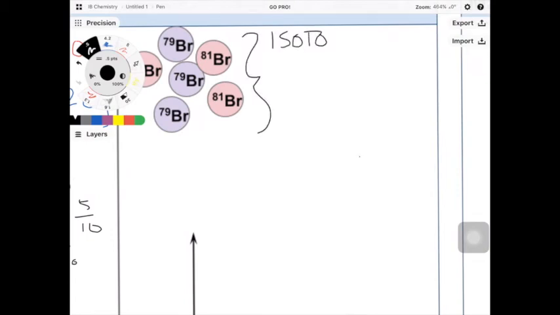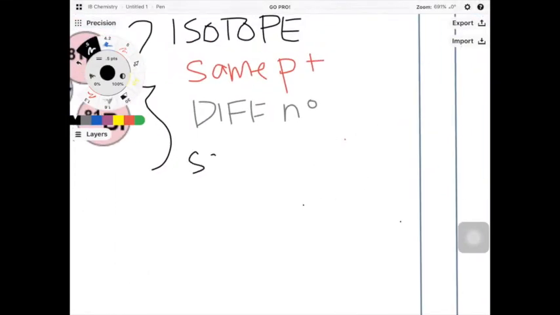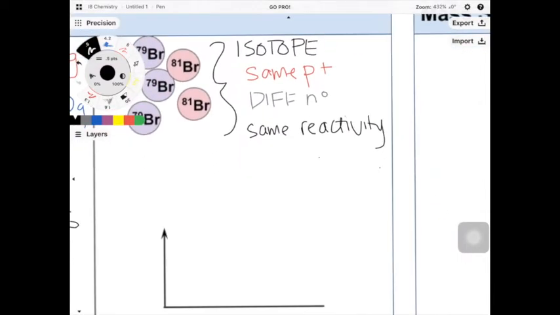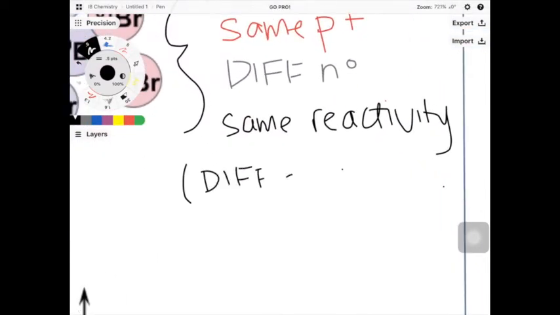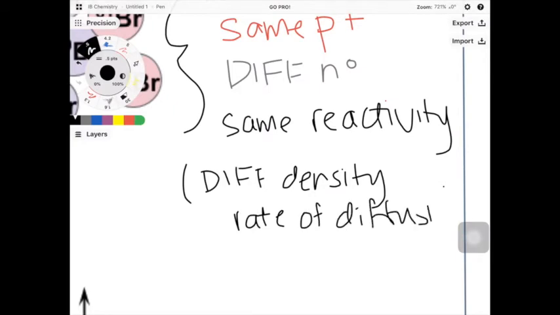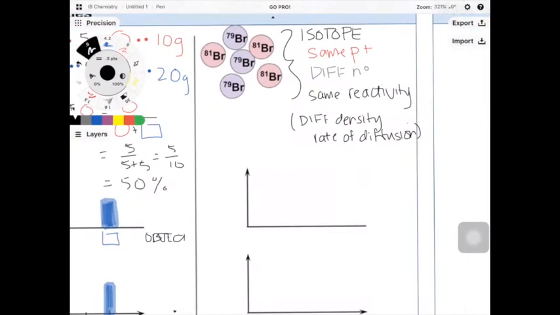Okay, so now instead of looking at bingo chips, let's take a look at isotopes. Isotopes are when we have elements that have the same number of protons but a different number of neutrons, so a different flavor of the same element. In terms of their physical versus chemical properties, they have the same chemical properties, but different physical properties such as density and rate of diffusion. Okay? Here are two examples.